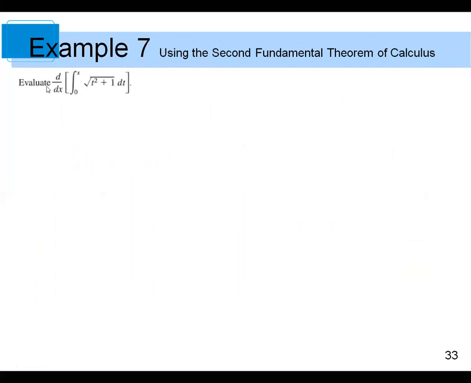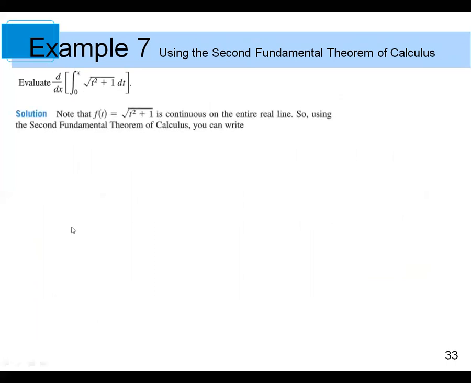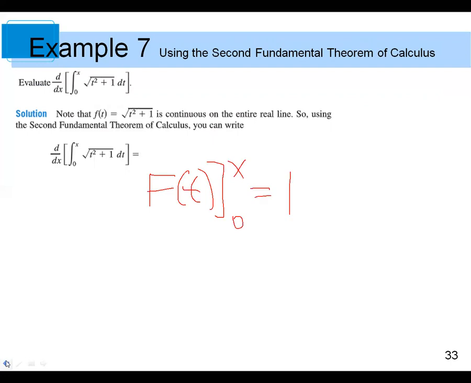So let's differentiate with respect to x the integral from 0 to x of the square root of t squared plus 1 dt. We have not learned how to anti-differentiate this. But if I took the antiderivative, it would be capital F of t evaluated at 0 and x, which means you would have capital F of x minus capital F of 0. Now this is a number, and this is a function.